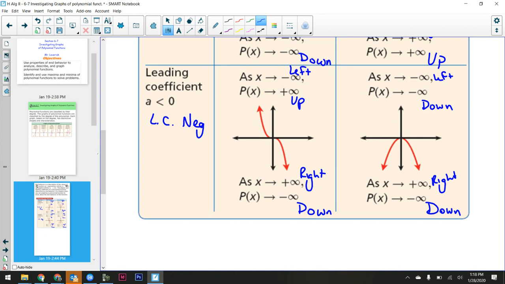So this is end behavior. This is how we describe end behavior. As x approaches positive infinity, it's going to go up or down. As x approaches negative infinity, it's going to go up or down. We have 4 different options to do.